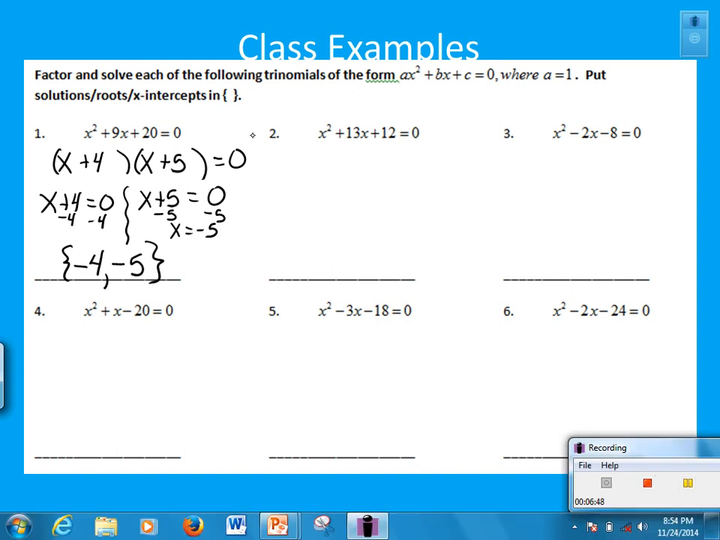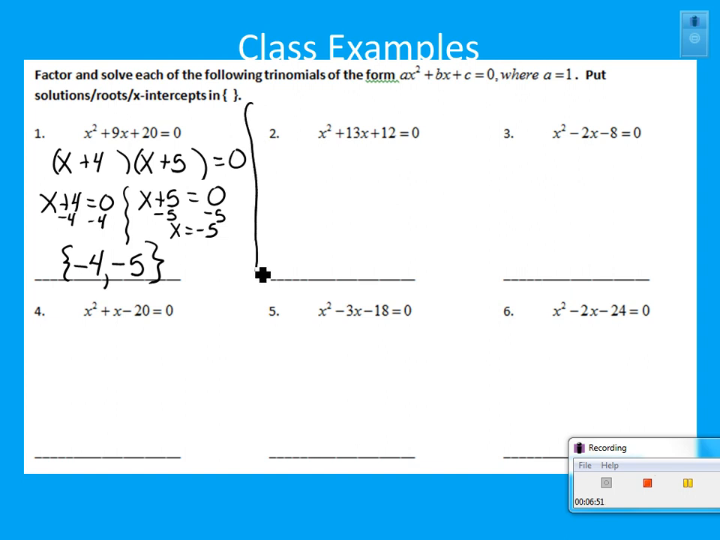Here goes our number 2. X squared plus 13x plus 12 equals 0. We're going to factor this again. So what times what is x squared? Well, that's x. So I'm going to go two parentheses, x and an x.